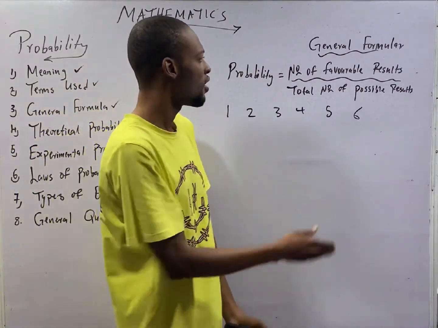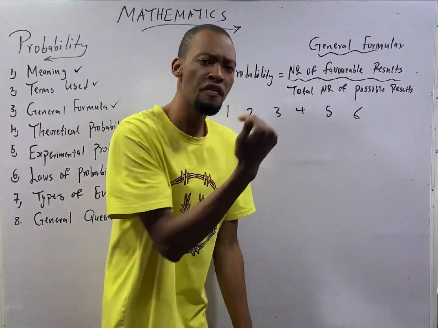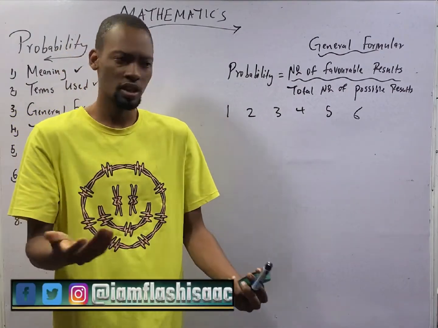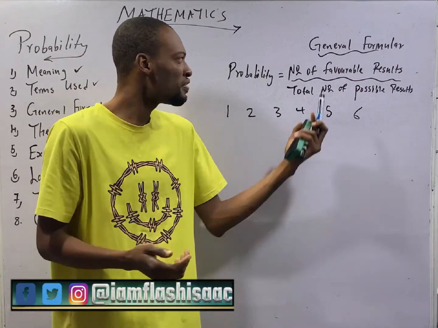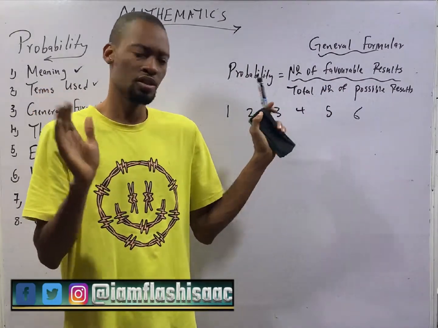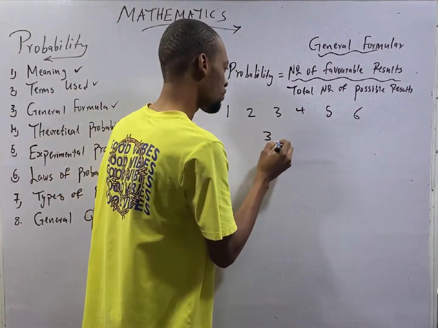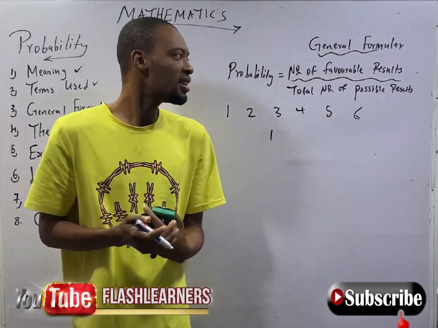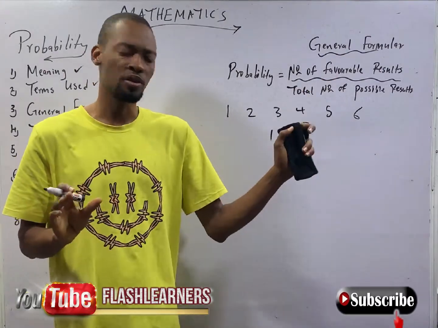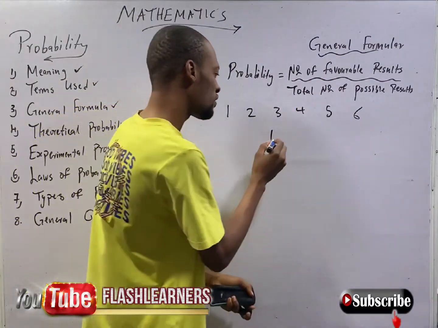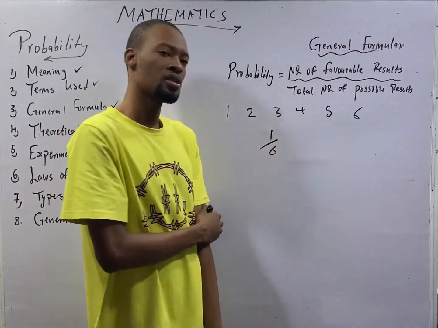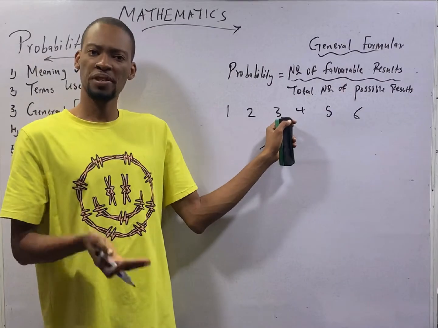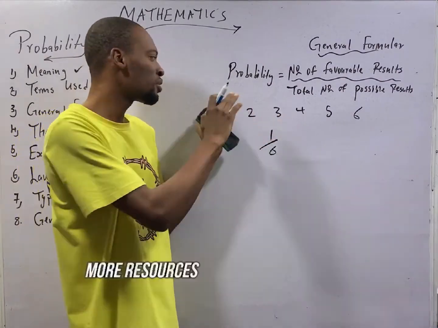It is simply the number of favorable results. Favorable result refers to the result you are expecting or the result that you want, and that is 3. So the number of favorable results is only 1, over the total number of possible results, which is 6. So 1 over 6. This is your answer, because the probability of 3 facing up is just 1 out of the total of 6 possible results.